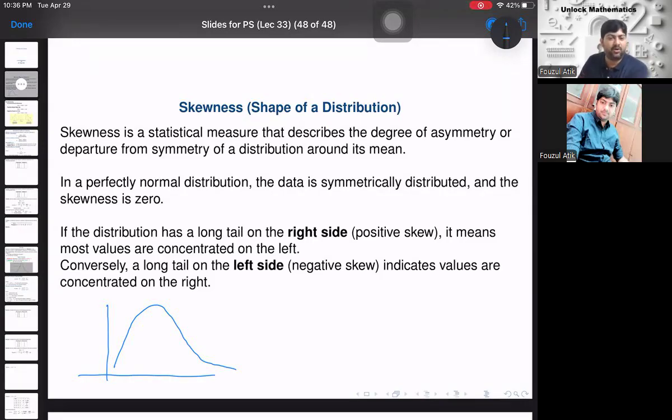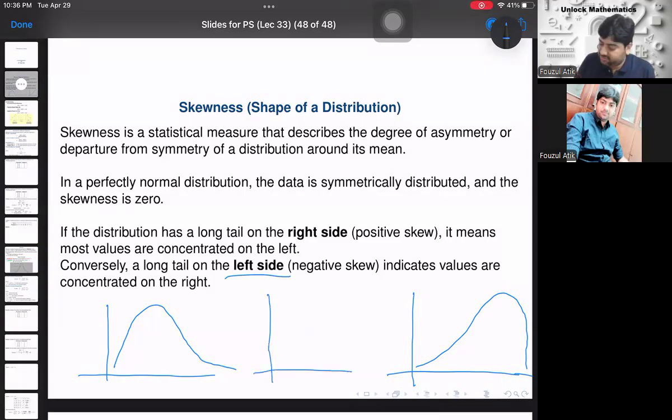And conversely, a long tail on the left side, which we call negative skew, indicates that the values are concentrated on the right side. So in this case, it will be like this, with a long tail on the left side, and most of the data concentrated on the right-hand side, right? So in this case, it is a negative skew. And if it is a normal distribution, it is very much symmetrical about its mean, so the skewness is 0, right?